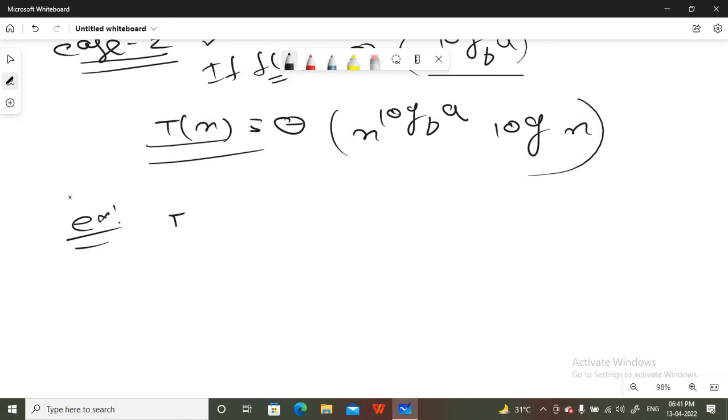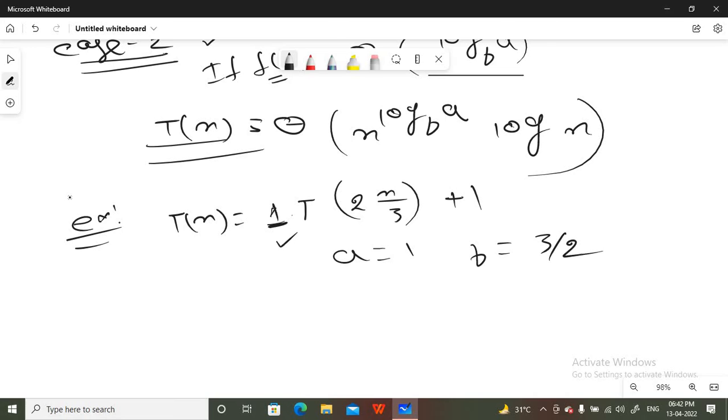So we can understand it better with an example. Let's say T of n equals T of 2n by 3 plus 1. Now you can see here: identify what is a, which is 1; identify what is b, which is 3 by 2. So just look at the function, f of n.